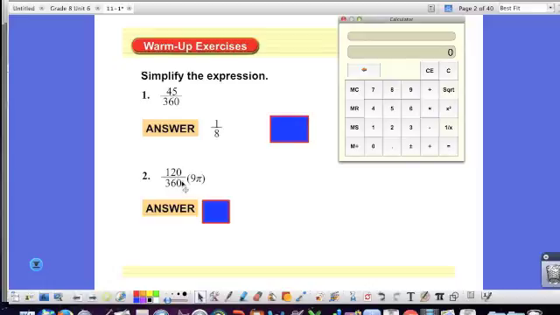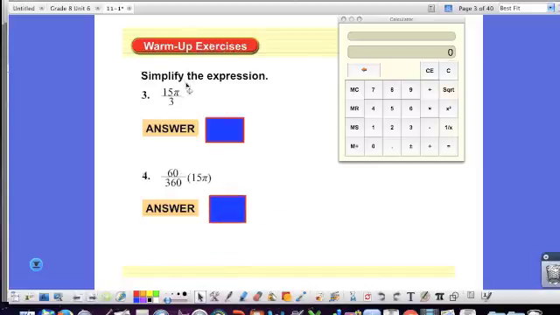Now 120 over 360 can simplify to 12 over 36, which can simplify to 1/3 of 9 pi. And that would be 9 pi over 3, which would simplify to 3 pi.